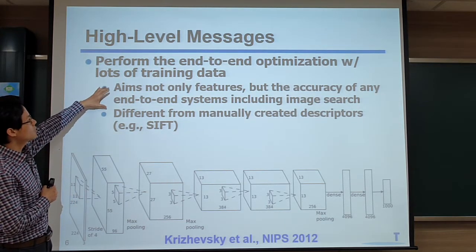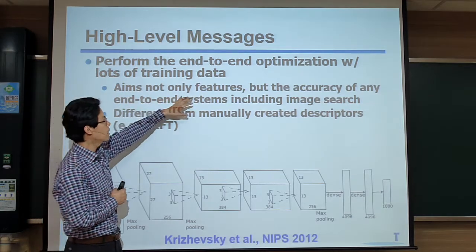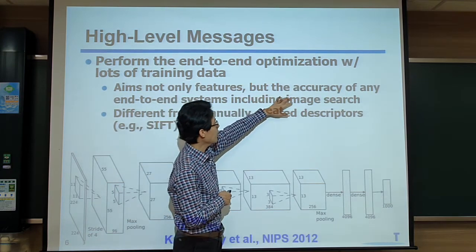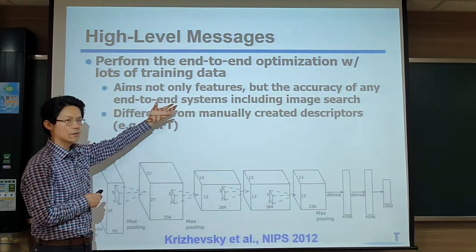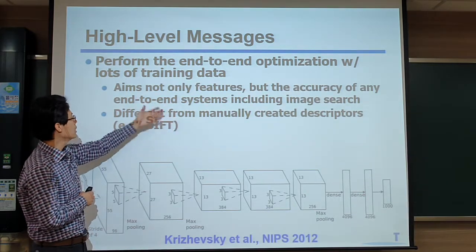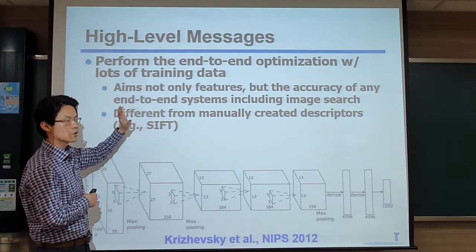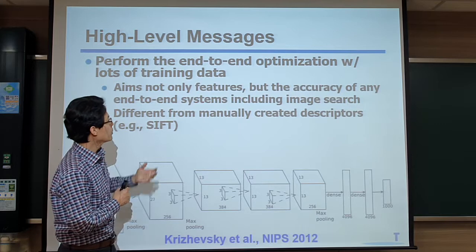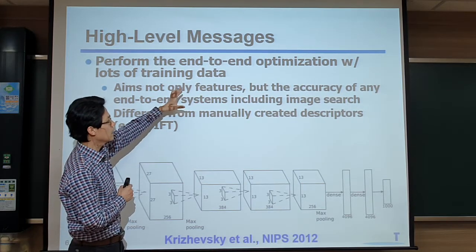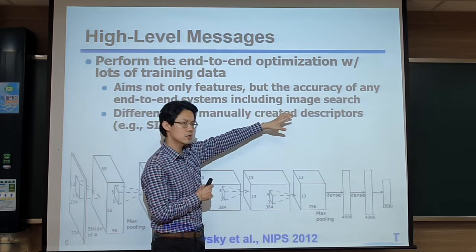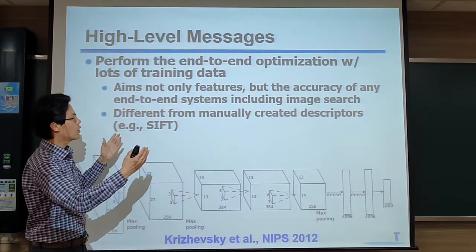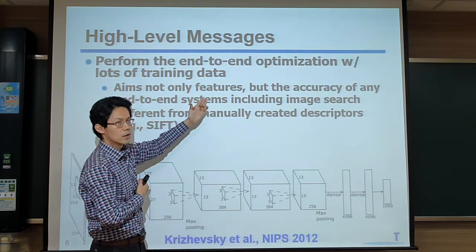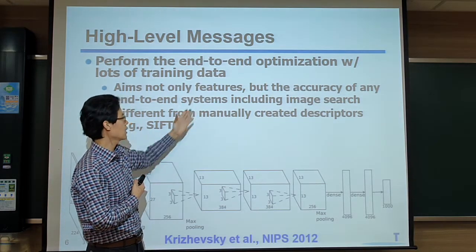So in other words, deep learning aims not only at having good features, but at achieving very good accuracy on any task, like in this case, a classification task, in an end-to-end way. And then we can also adopt this approach for image search. We can design the feature in a way that improves the accuracy of the image search technique. Also we can consider extracting features and the image search task in an end-to-end way. So probably later on we'll talk about some recent techniques along that line.